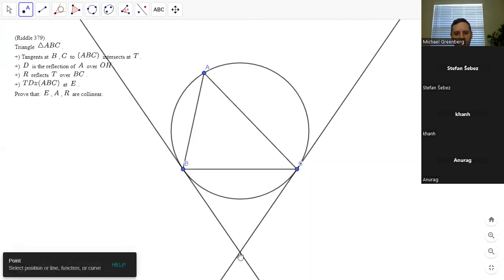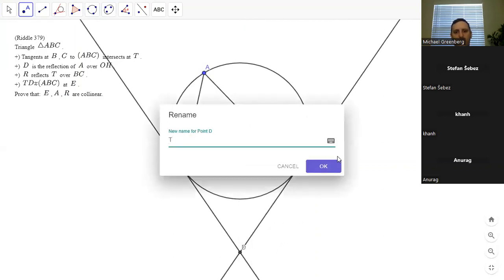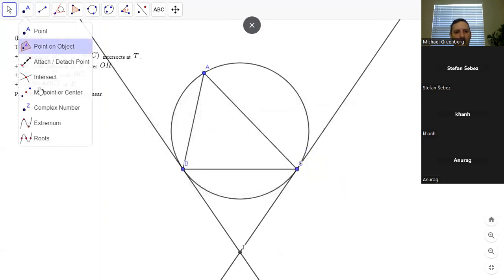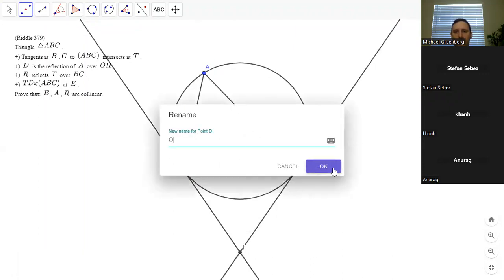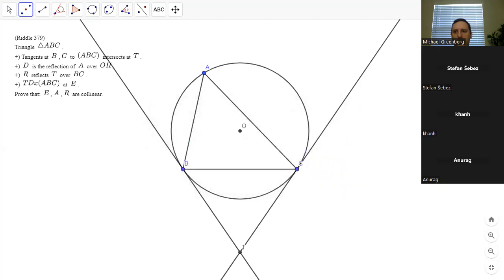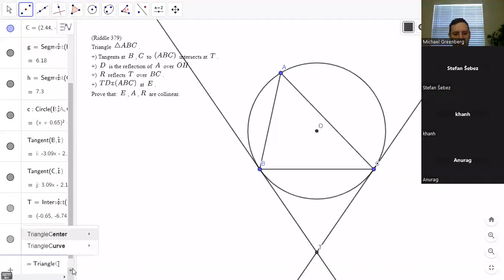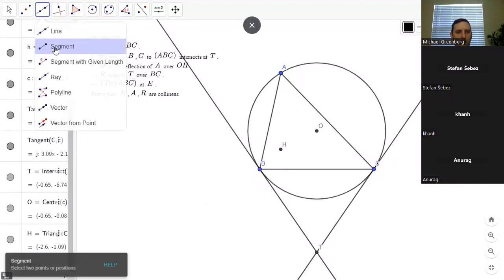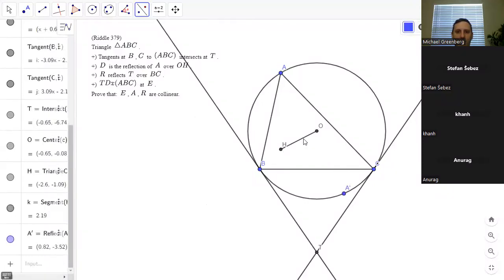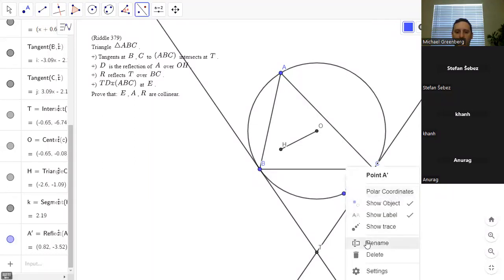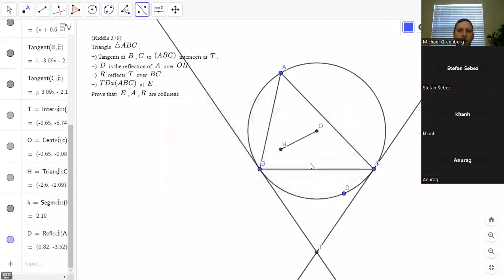That's point T. And then B is a reflection of A over OH. That's H. Maybe this won't be as easy as it looks. So you're reflecting over OH. Okay, so this is going to lie on the circle by symmetry. And we have a kite.